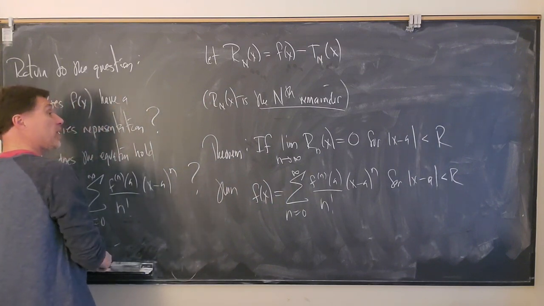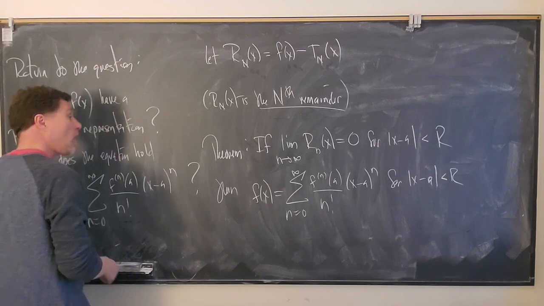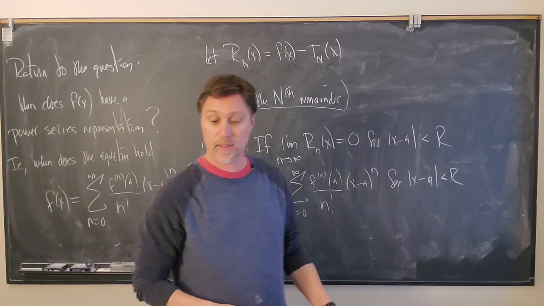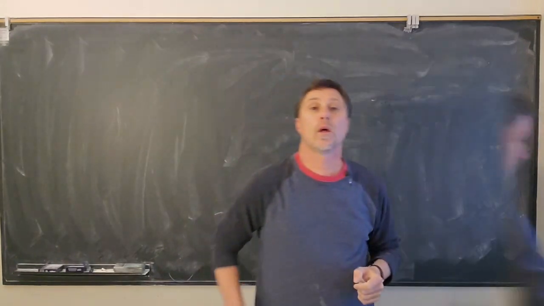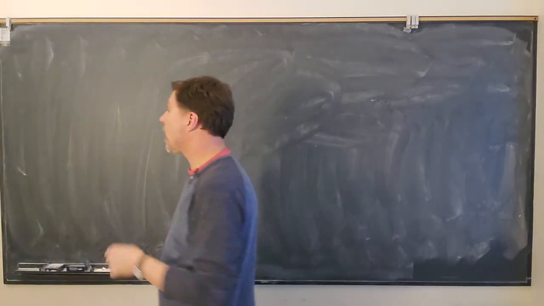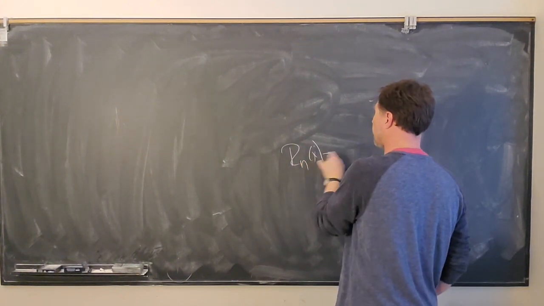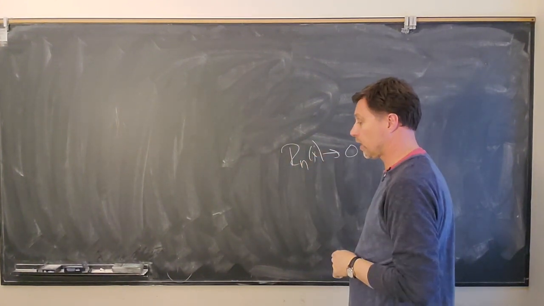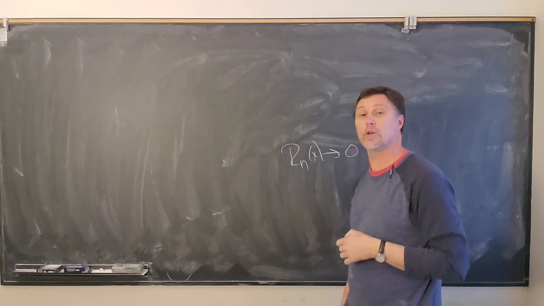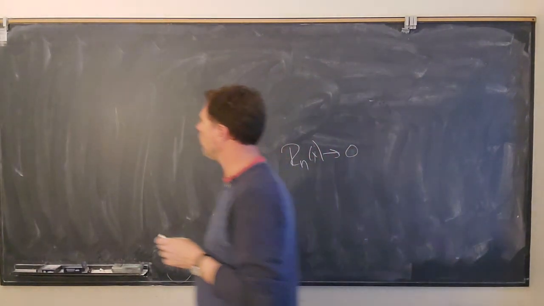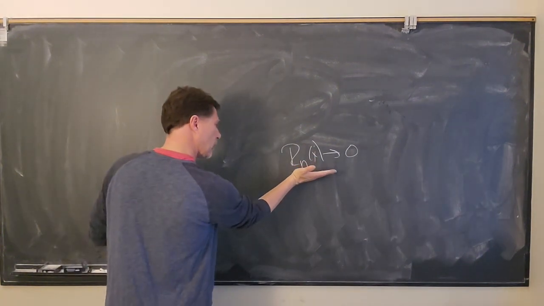Okay, so if we can show that the remainder goes to 0, then we can say that our function is equal to its Taylor series. So our goal is to show that the remainder approaches 0. If we can do that, then we can conclude that the original function equals its Taylor series. Now, we need a technique that will allow us to do that.